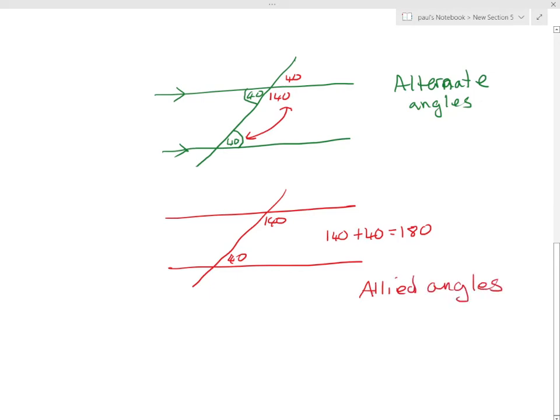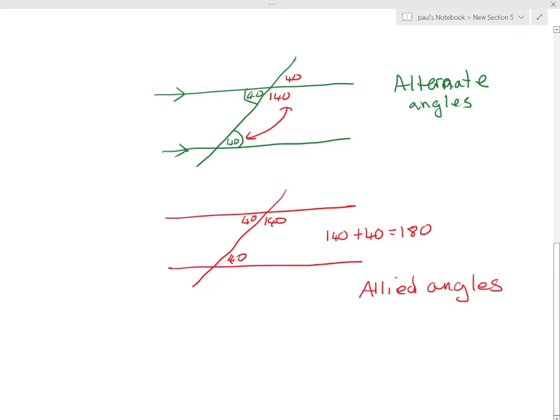So you can use allied, alternate, corresponding, vertically opposite angles, angles on a straight line, anything to find your way around these shapes. And the recommendation that I'll make here is, if you've got a complicated shape in an exam question, do not worry that you can't find the angle you're after immediately. Just find what you can and see where it leads you.